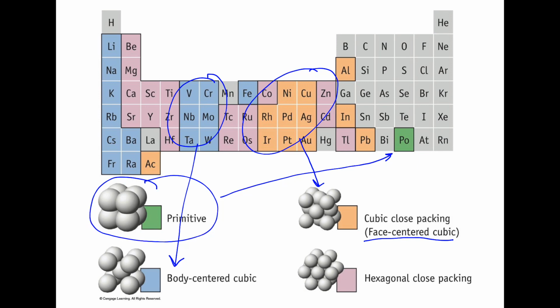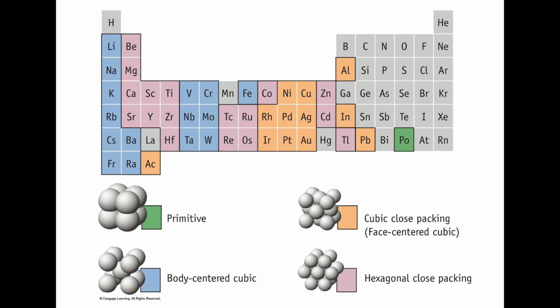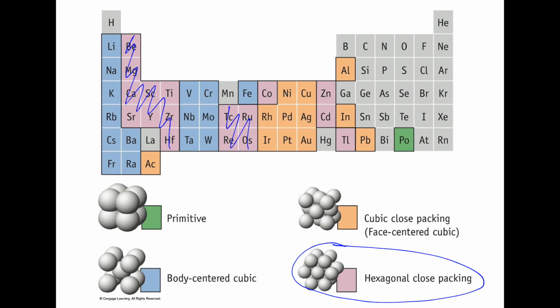And then there's one that I haven't mentioned, and we're not going to do any calculations for it in this chapter, but I want to introduce it to you and show you what it looks like. It's this one here. It's hexagonal closed packed, and I'll describe what that means. We have a lot of elements. All these pink ones make hexagonal closed packed type crystals.